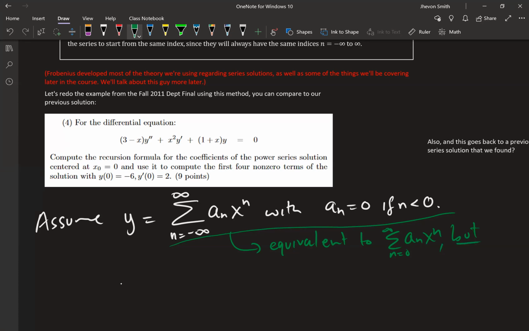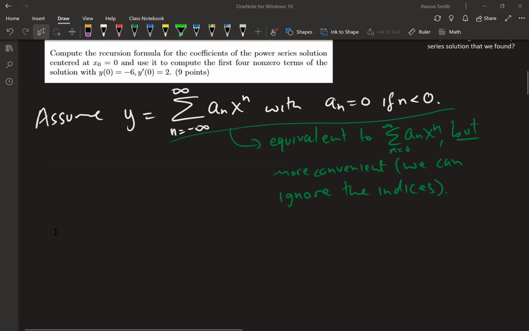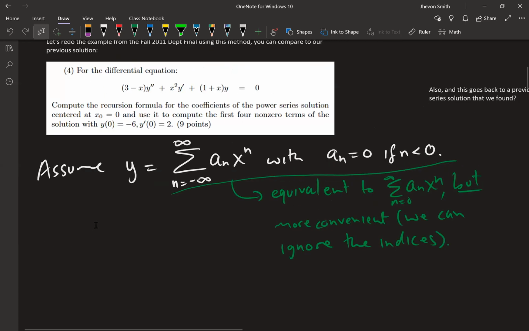But it's more convenient. We can, from now on, ignore the indices. Because I don't care what the n values are, since they're going all the way down to negative infinity, it really does not matter where the indices start. So at this point, I can even just write the sigma notation and not worry about indices at all, and I would still get an equivalent solution. So here's what that would look like.